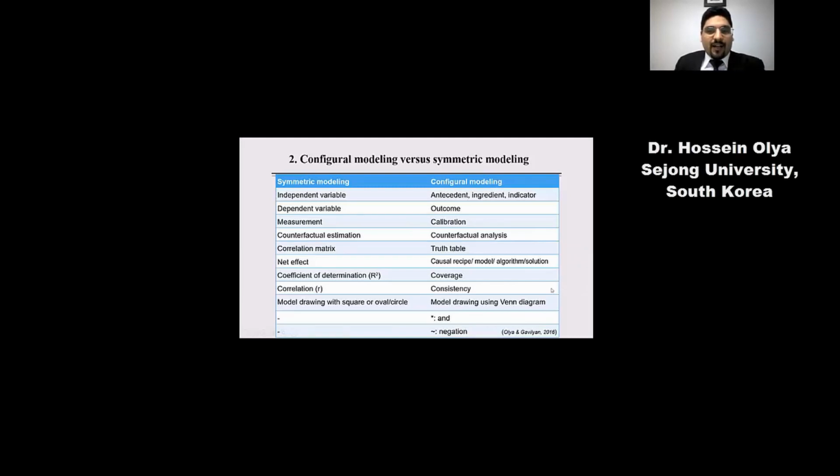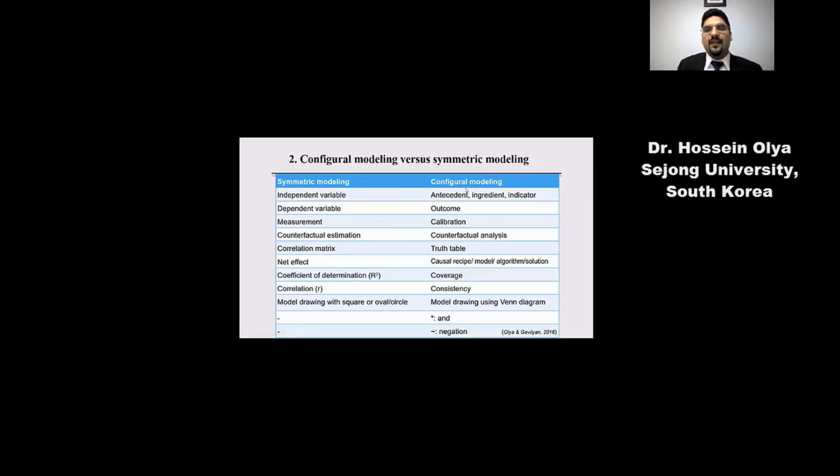Yes, I actually outlined one table to show the comparison of the symmetrical approach, I mean the conventional approach, with this new method, configural modeling. Why do we call it configural modeling? Because we are introducing configuration as a causal model. Configuration means the combination of the causal factors. So we call it configural modeling.